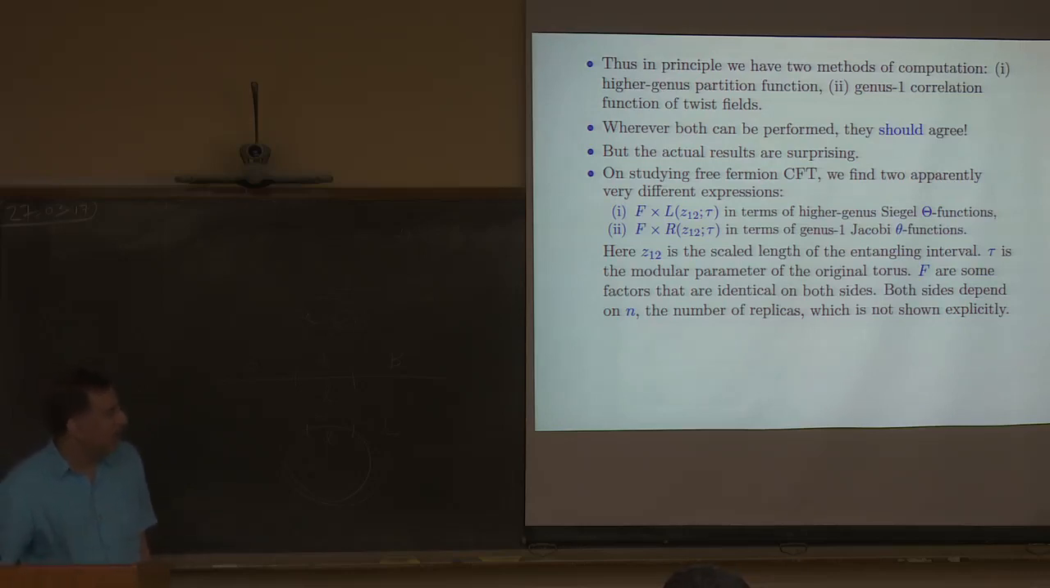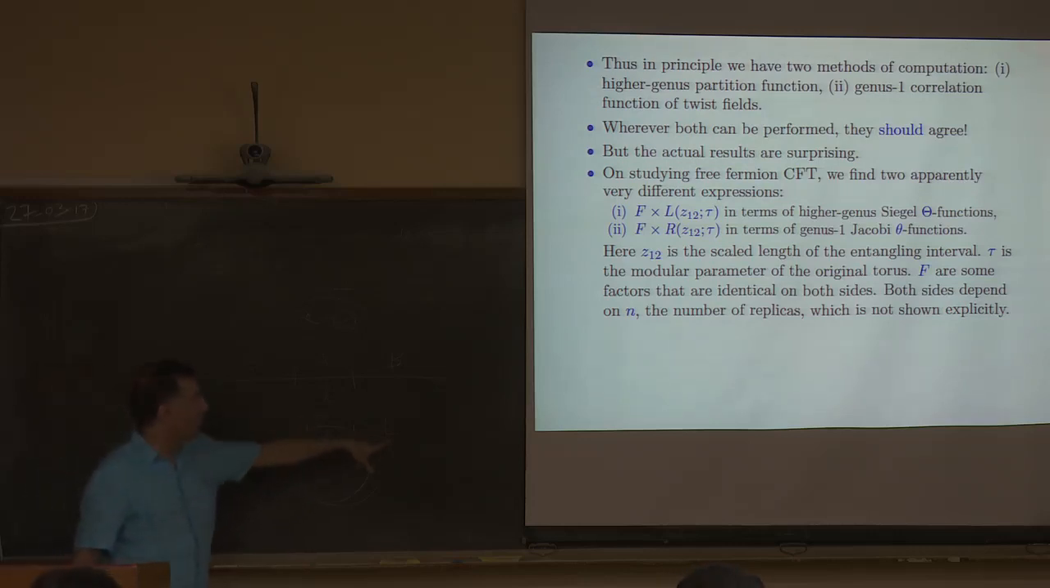Deep branes and supersymmetry. Okay, so likewise, the second line is the same factor, so when we compare these we can cancel off some part which comes out the same, times r in terms of genus-1 Jacobi theta functions. And Z1 goes with the scale length of the entangling interval. So it's this ratio of this L over that.